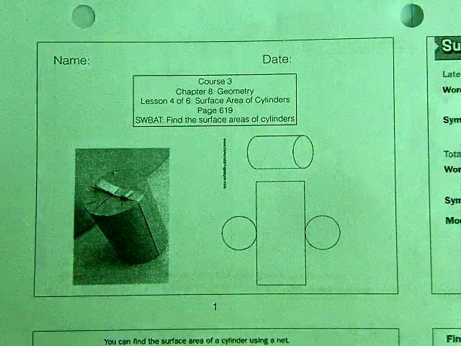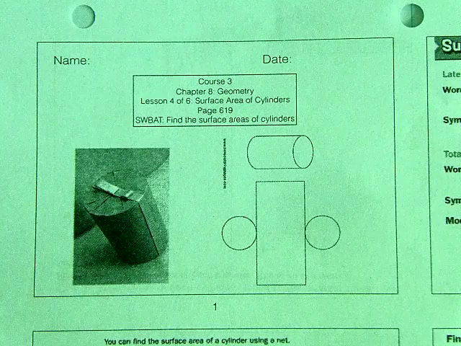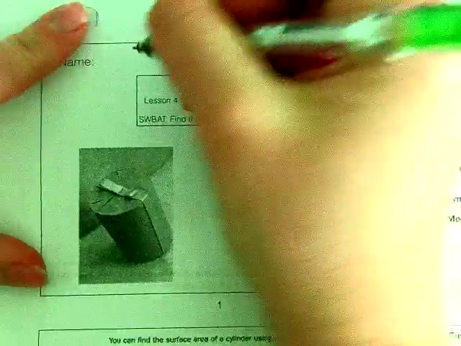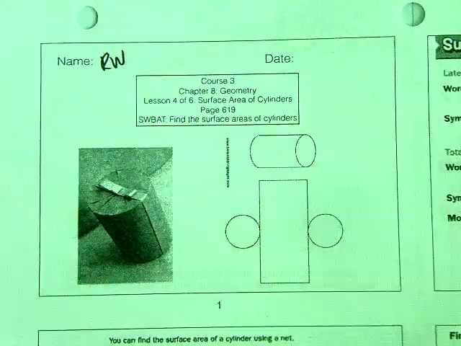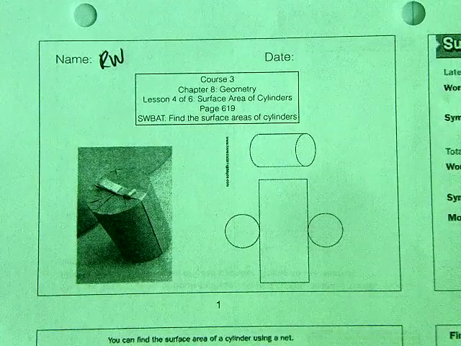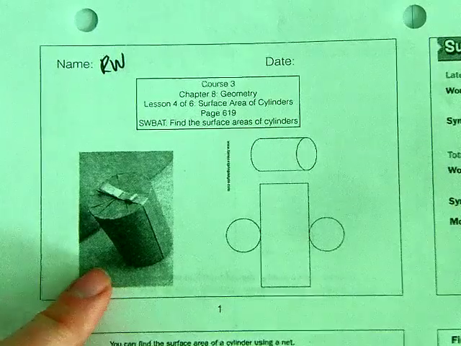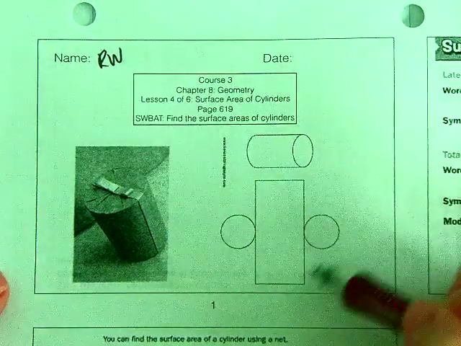Okay, so today we're going to transition from volume to surface area. Volume was units cubed, length times width times height. This is going to be area, so really just two numbers multiplied together to give us units squared. When we take apart a cylinder, it looks like this, and we call it a net.